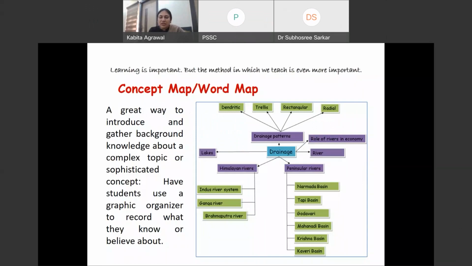Concept map, I think we all are familiar with, but yes, using it purposefully or more systematically will really create a difference. Like here, I've taken the example of drainage systems. We do have a lot of these types of strategies, but at the same time, helping your children to work on the strategies and use them while learning in the classroom will really create a difference. If you have taken a look, I'll move forward.